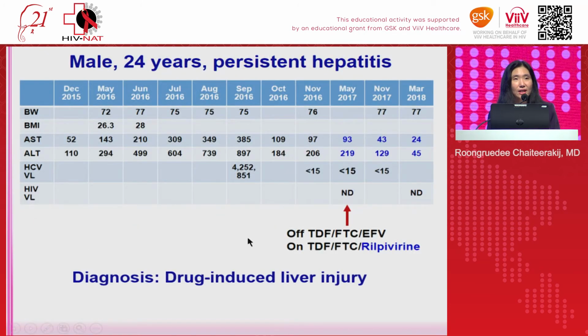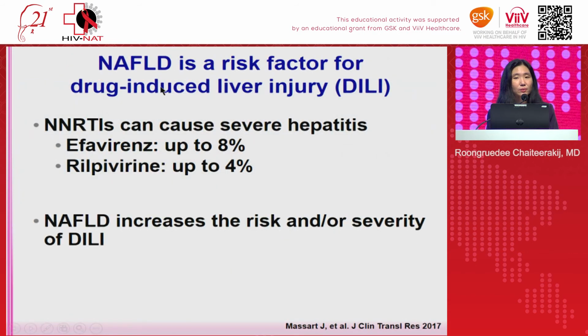The question is, in a patient with underlying fatty liver disease, would they have a higher chance of getting drug-induced hepatitis than patients without fatty liver disease? The answer is yes, because fatty liver disease is a risk factor for drug-induced liver injury. In HIV patients, ARVs, particularly the NNRTI group, can cause severe hepatitis, up to 8% with efavirenz and up to 4% with lopinavir. And fatty liver disease can increase the risk or severity of drug-induced hepatitis, as shown in this case.